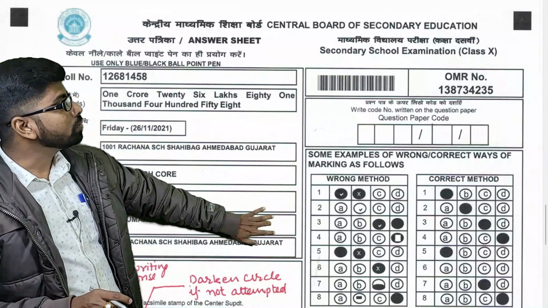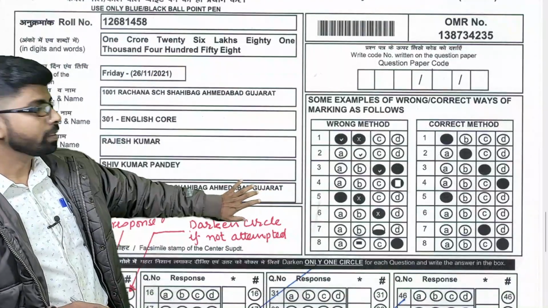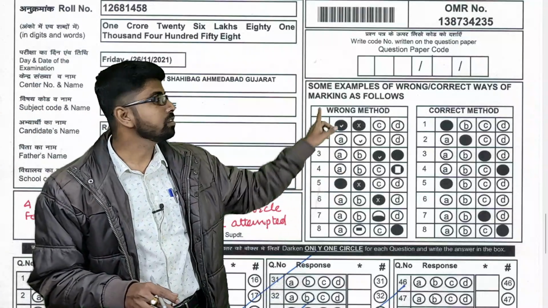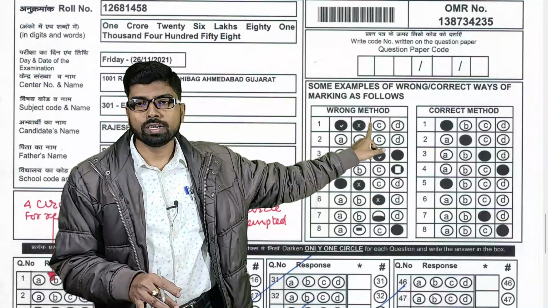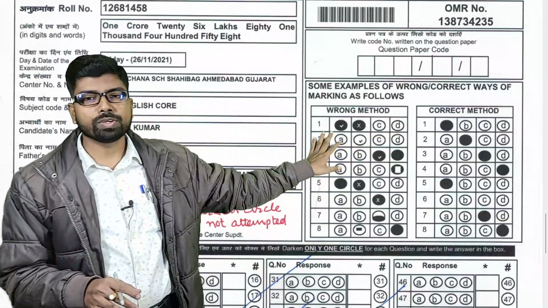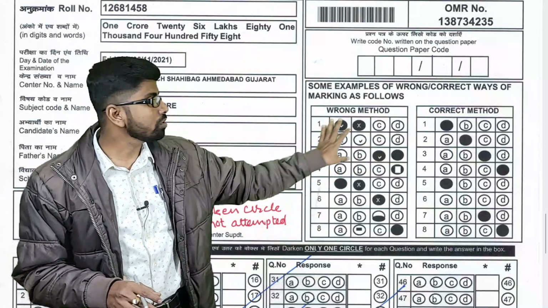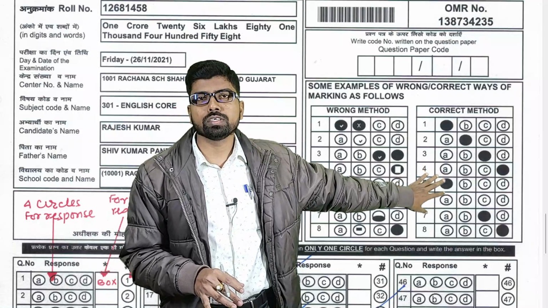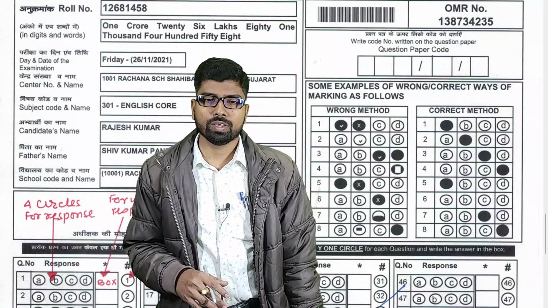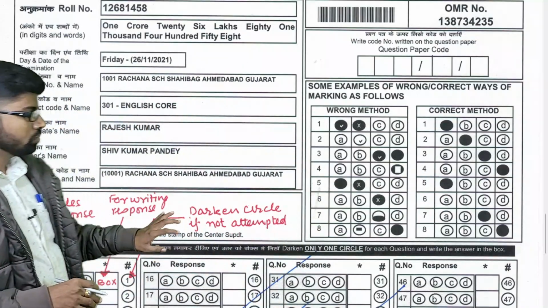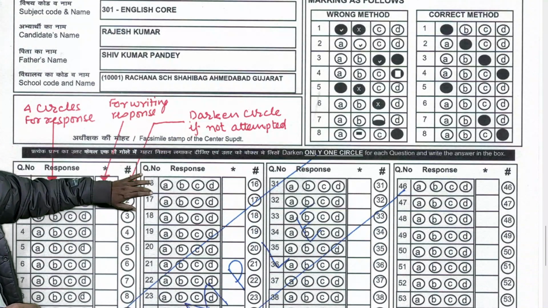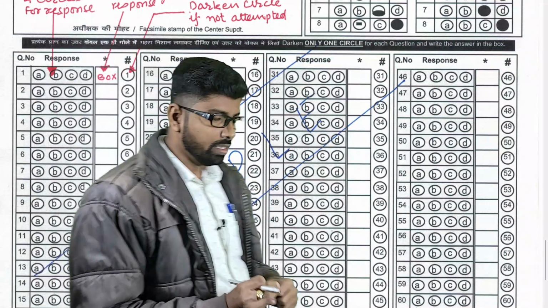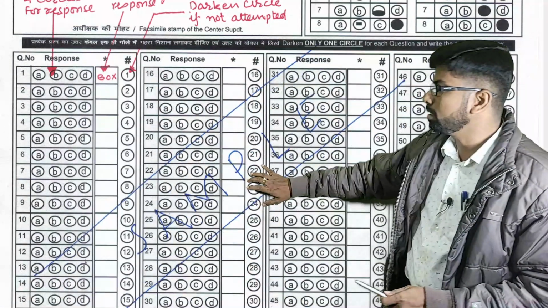Then let me go a little ahead. Here one sample is given, the wrong method and the correct method. If you give a tick mark or cross mark, this is not the proper method. This is the wrong method, and this is the correct way that you have to mark the OMR sheet. Next, let me take this a little upper.